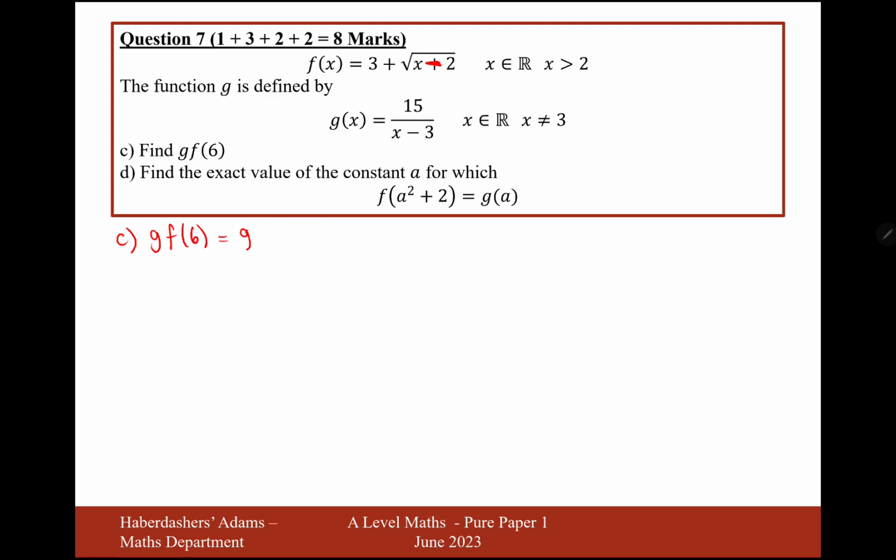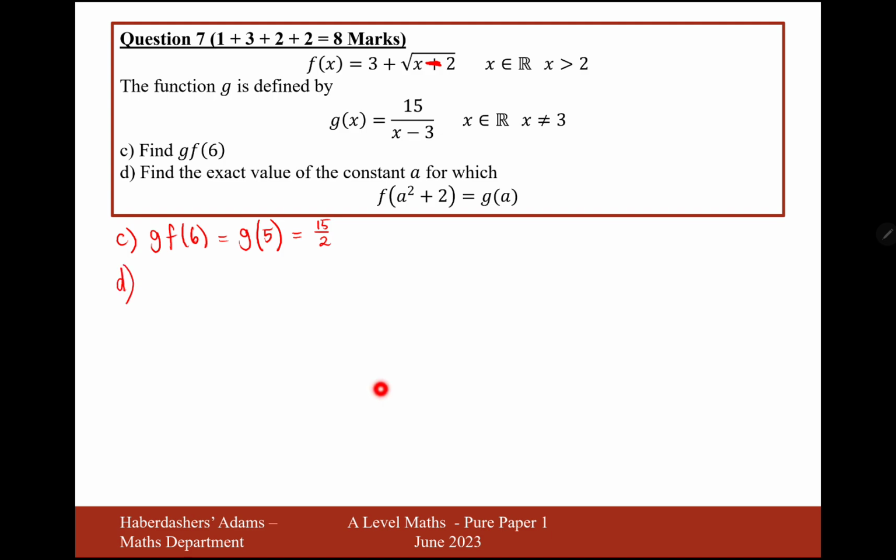So you put 6 into the f function first. So 6 minus 2 is 4, square root of 4 is 2, 3 add 2 is 5. And then g of 5, that would be 15 over 2. 7.5 or 15 over 2.